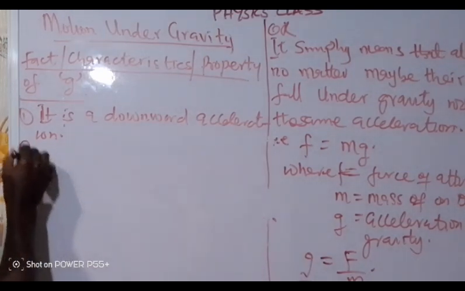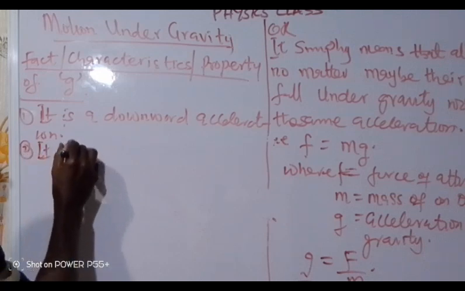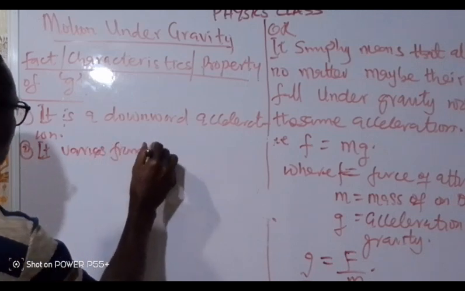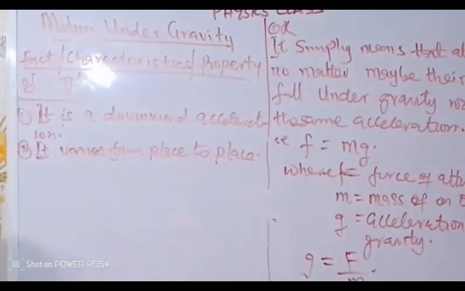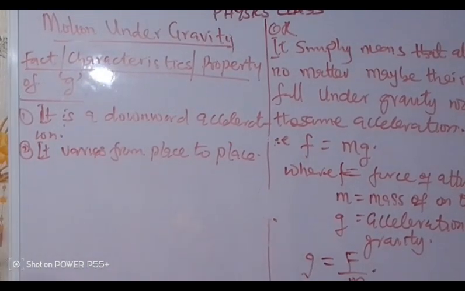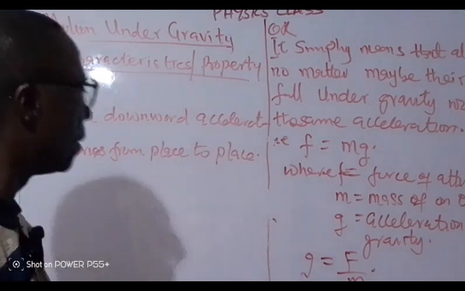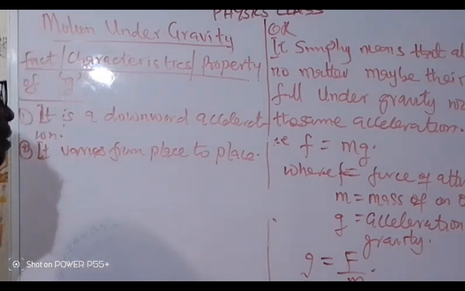Two, it varies from place to place. That is, when you take the value of acceleration due to gravity at a particular place, and go to another place, the acceleration due to gravity will be different. That is why it varies from place to place, depending on the geographical location of that particular place on the Earth's surface.